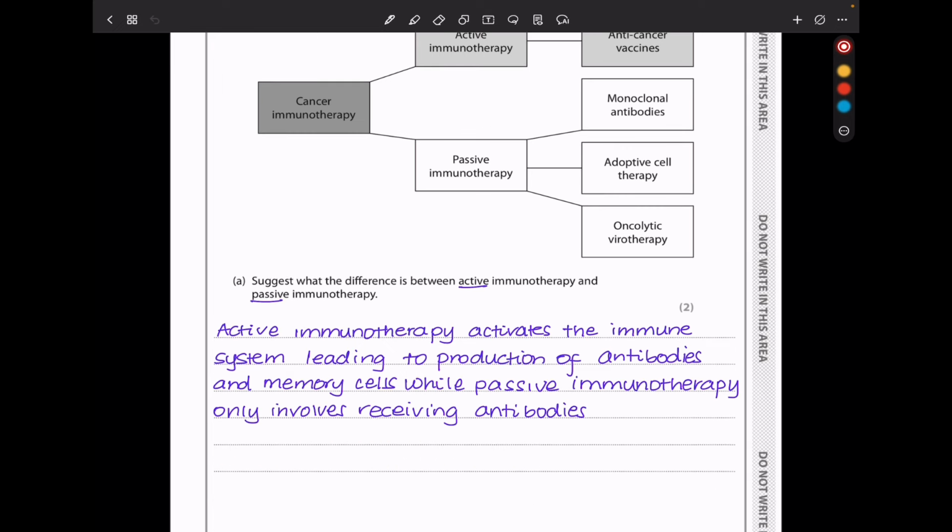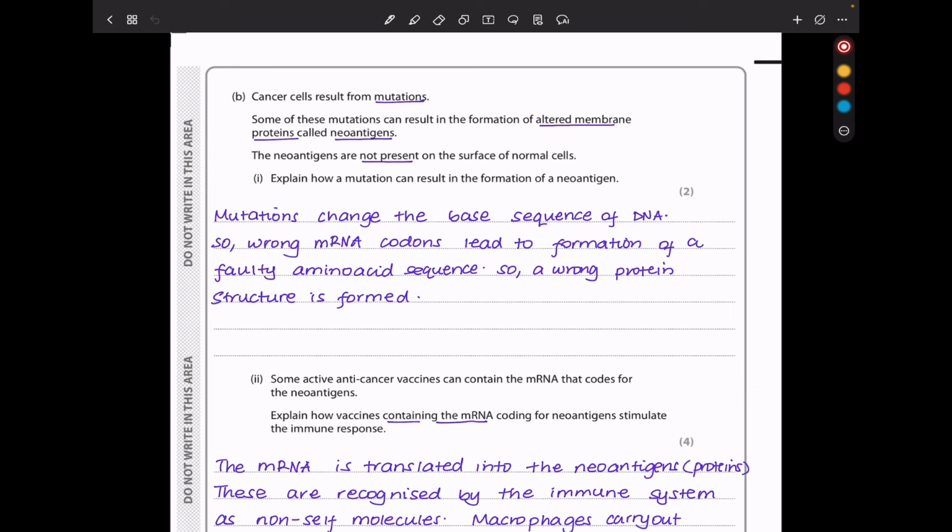This suggests what the difference is between active immunotherapy and passive immunotherapy. Of course, in active, there is going to be formation of memory cells because the immune system is going to be activated to produce antibodies. But in passive, the antibodies are going to be given. So I said active immunotherapy activates the immune system, leading to production of antibodies and memory cells, while passive immunotherapy only involves receiving antibodies. In part B, cancer cells result from mutations. Some of these mutations can result in the formation of altered membrane proteins called neoantigens. The neoantigens are not present on the surface of normal cells.